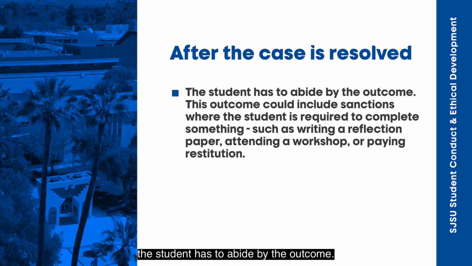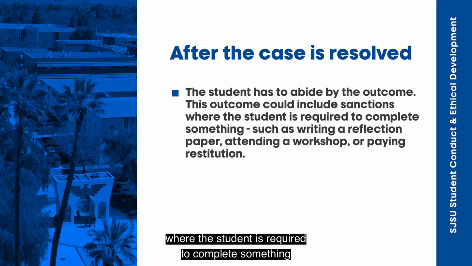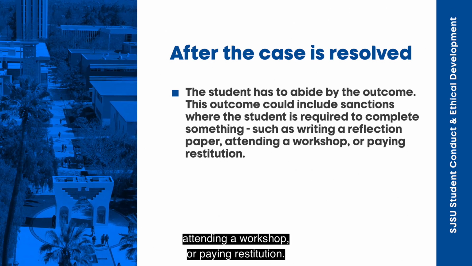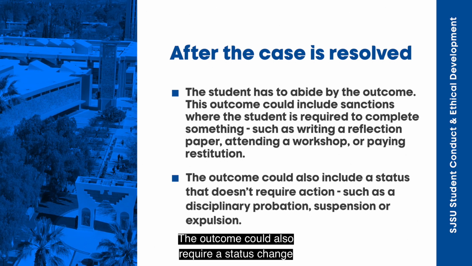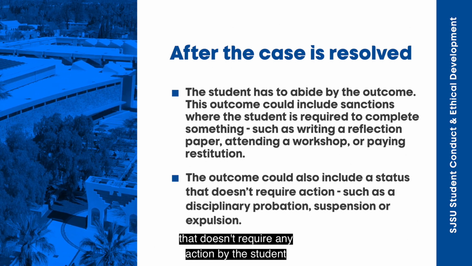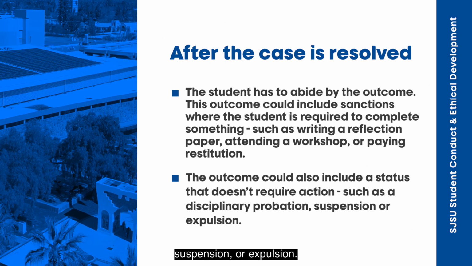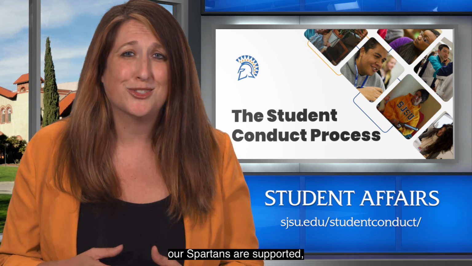After the case is resolved, either by a resolution agreement or a hearing, the student has to abide by the outcome. This outcome could include sanctions, where the student is required to complete something, such as writing a reflection paper, attending a workshop, or paying restitution. The outcome could also require a status change that doesn't require any action by the student, such as disciplinary probation, suspension, or expulsion.